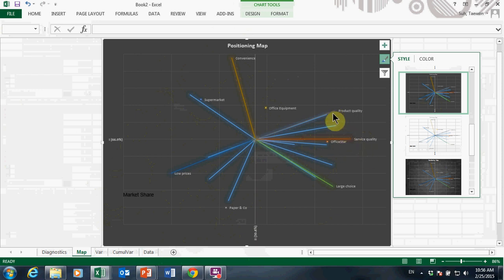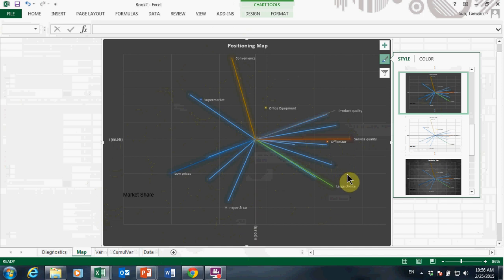And in terms of product quality, service quality and large choice, Office Star is number 1 in these 3 different attributes. That means Office Star has a good, profitable position in terms of 3 different attributes.